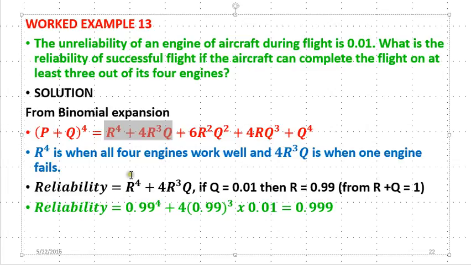Now my reliability should be R raised to power 4 plus 4R cube Q. My Q is given as 0.01 and my R should be 0.99, as I've said. So let me substitute here, and I got 0.999 as the probability of the flight to be successful.